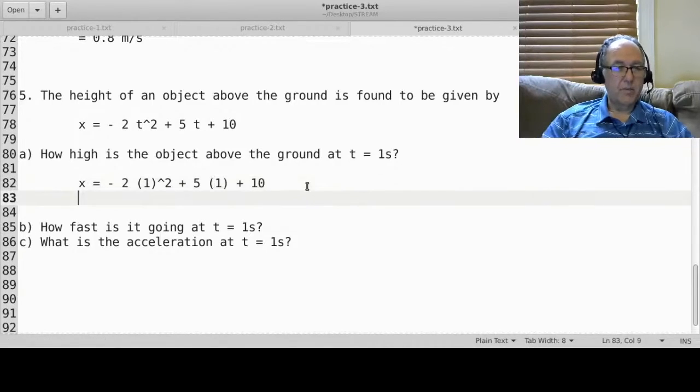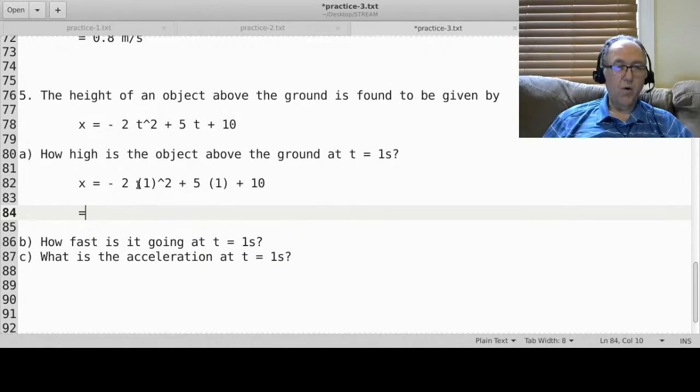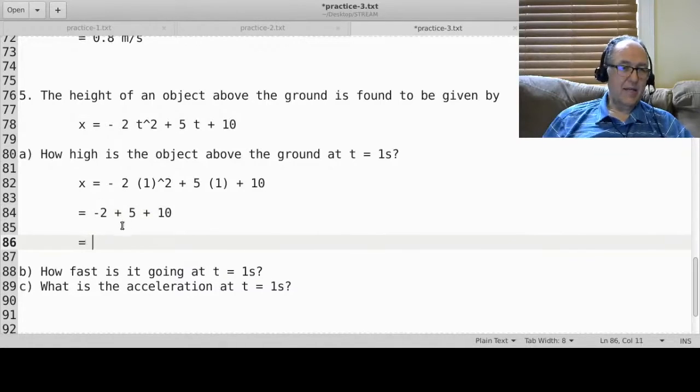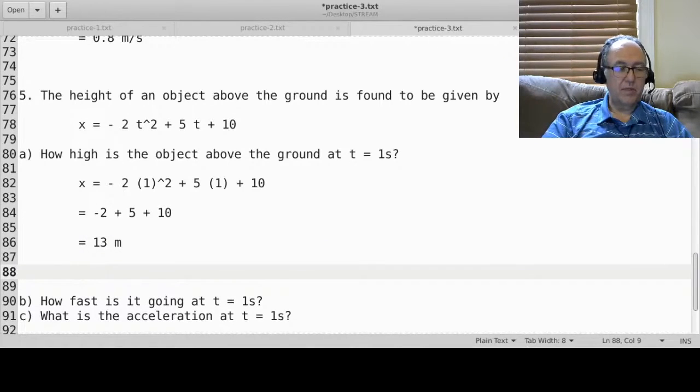All right, and now it's just a matter of calculating. And so 1 squared, so that caret 2 is squared. 1 squared is 1, so the first term is just negative 2. Sorry, 5 times 1 is 5, plus 10, like that. And that's going to be 13. So this object will be 13 meters. We can just put a little English here. The object is 13 meters above ground level at t equals 1 second.